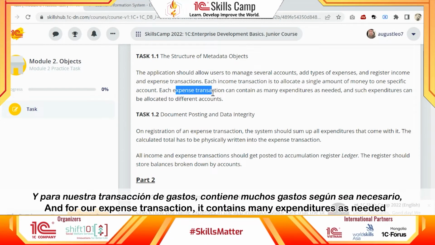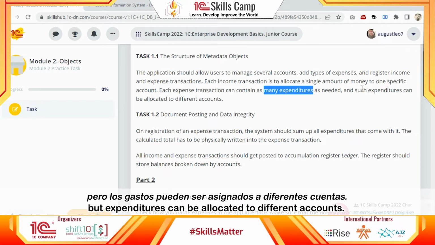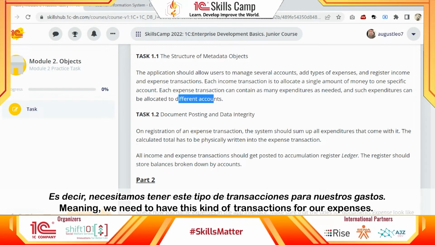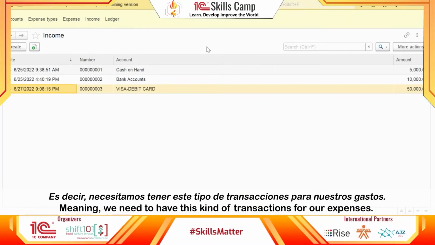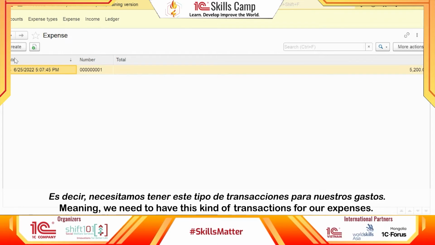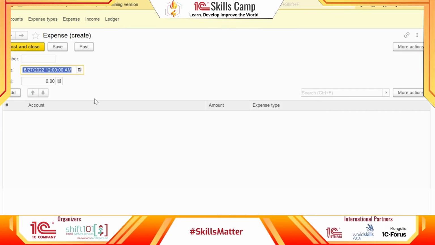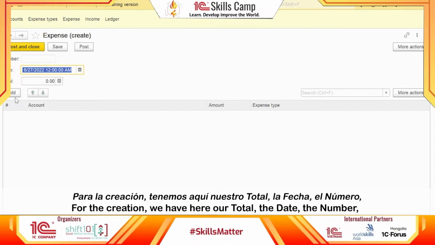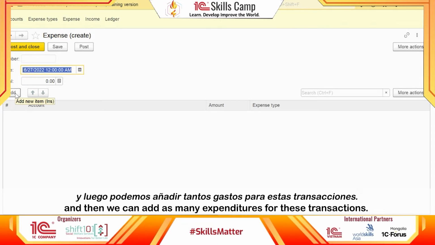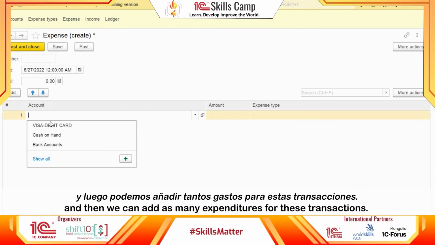And for our expense transaction, it contains as many expenditures as needed, but expenditures can be allocated to different accounts. So, meaning we need to have this kind of transactions for our expenses. For the creation, we have here our total and the date and the number, and then we can add as many expenditures for these transactions.